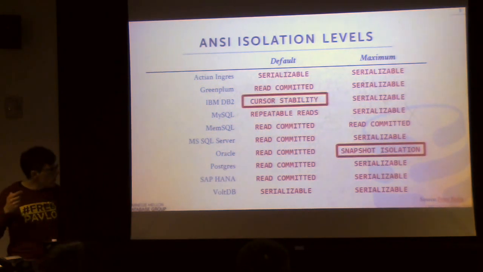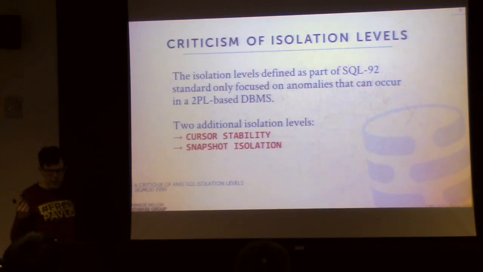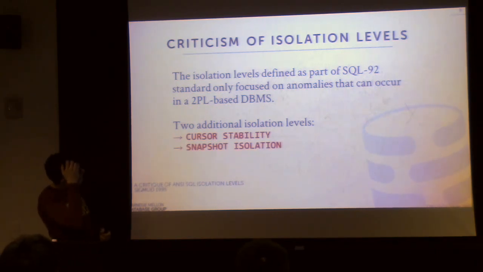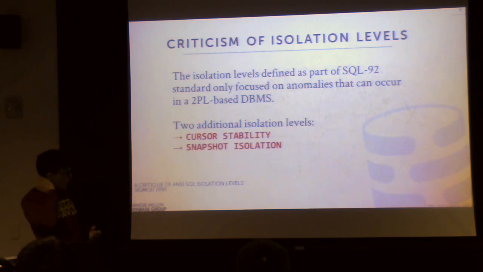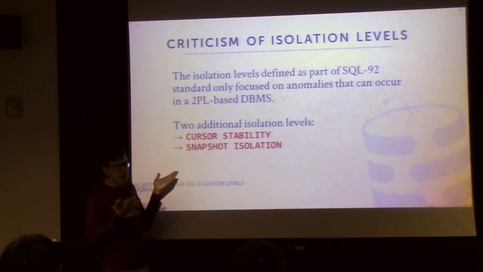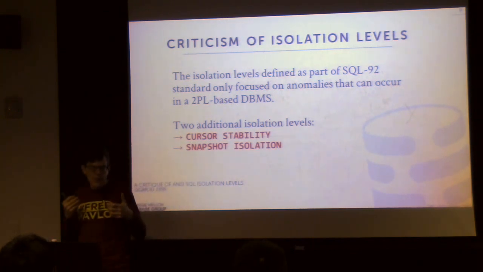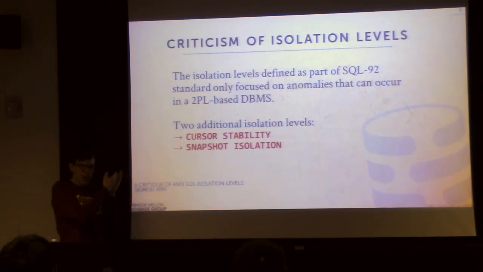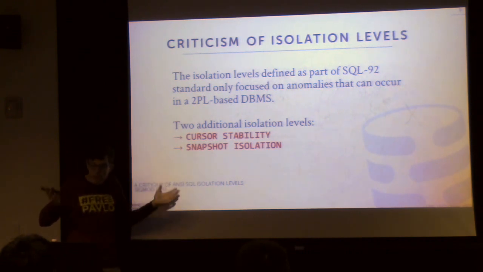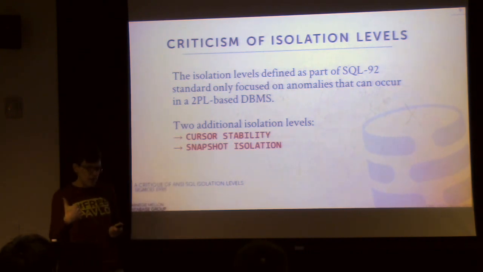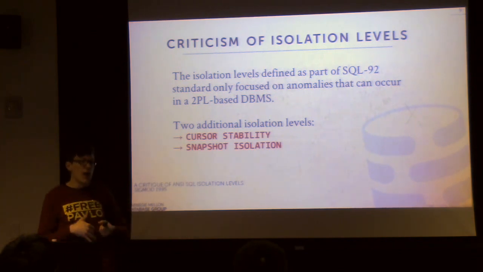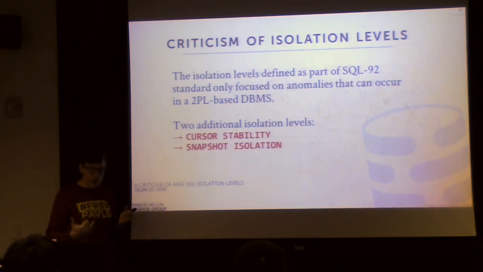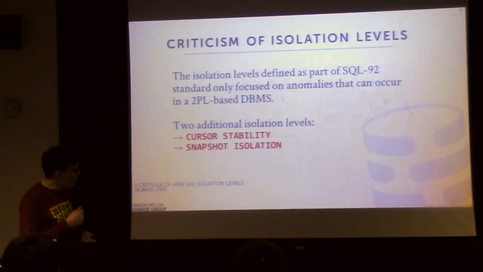What happened was the standard came out in 1992, and then a few years later, in 1995, some really famous and smart database people wrote a paper called a critique of the isolation levels. They basically said the standard as written was focused on database systems that are using two-phase locking concurrency control, and all the anomalies that we talked about are in the context of a two-phase locking system. But there are actually other isolation levels, and other anomalies that can occur if you're not using two-phase locking in the way that you would learn in an intro course.